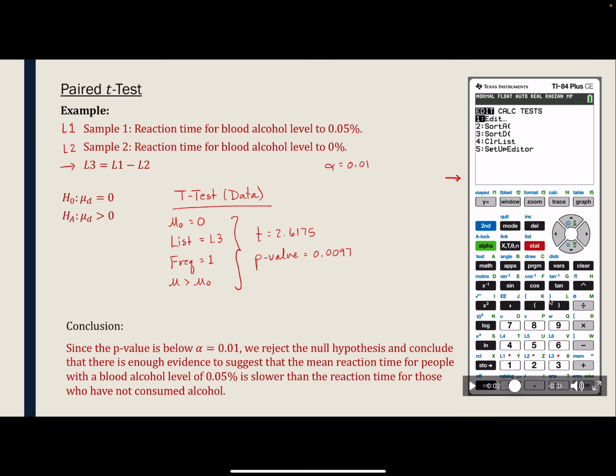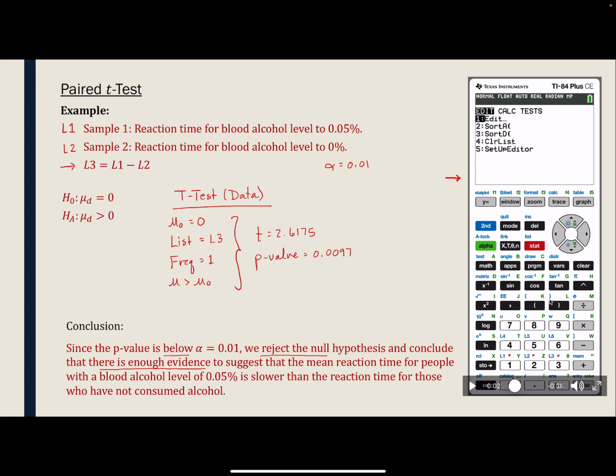All right, so since the p-value is below alpha equaling 0.01, we reject the null hypothesis and conclude that there is enough evidence to suggest that the mean reaction time for people with a blood alcohol level of 0.05% is slower than the reaction time for those who have not consumed alcohol. You could say slower, you can say greater. Either one of those is fine.